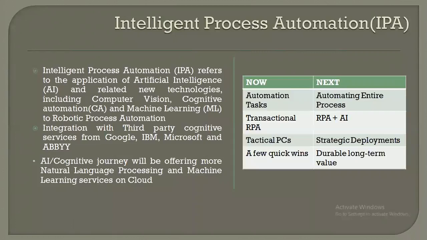Okay. And if you see the right side table, now what is an RPA and next what is an RPA. So now the current number of tasks are getting automated. In future, the entire process will be automated. The transactional RPA now, and RPA plus artificial intelligence is going to come. Tactical POCs now, and in future strategic deployments are coming. A few quick wins now, and durable long-term value will come using this IPA.